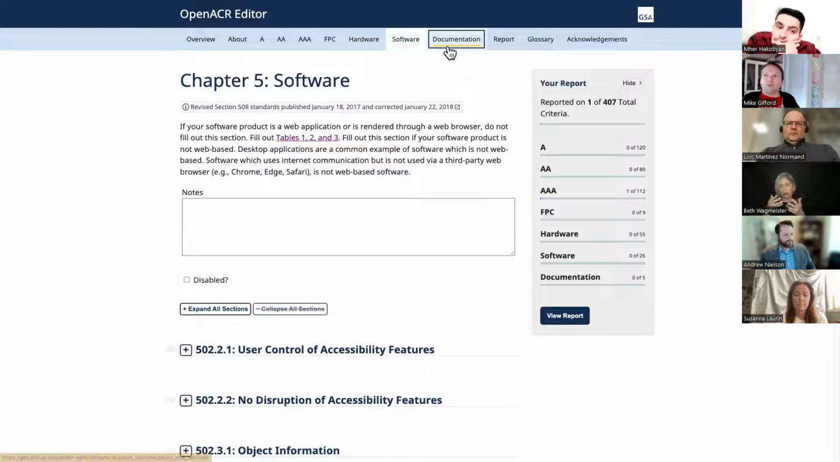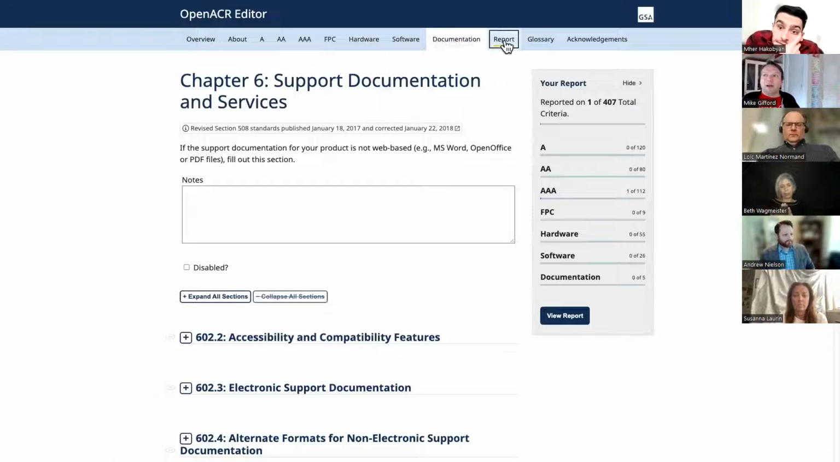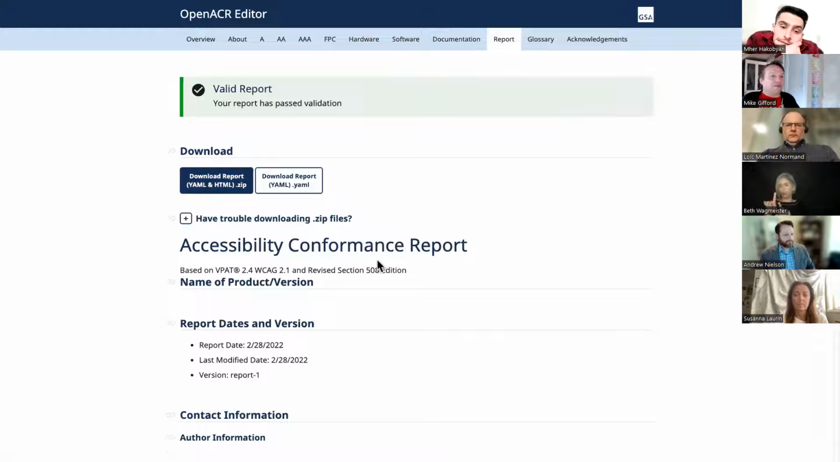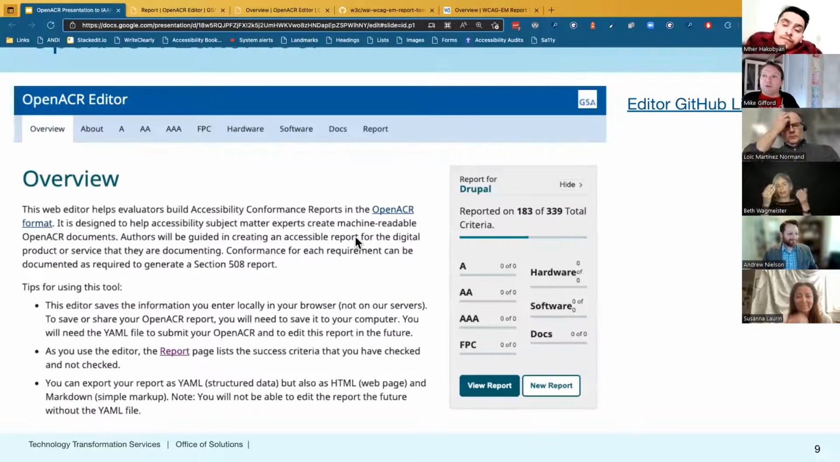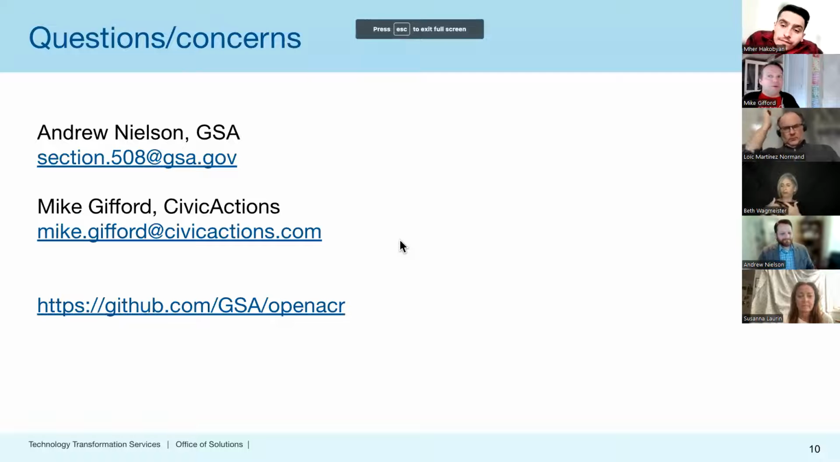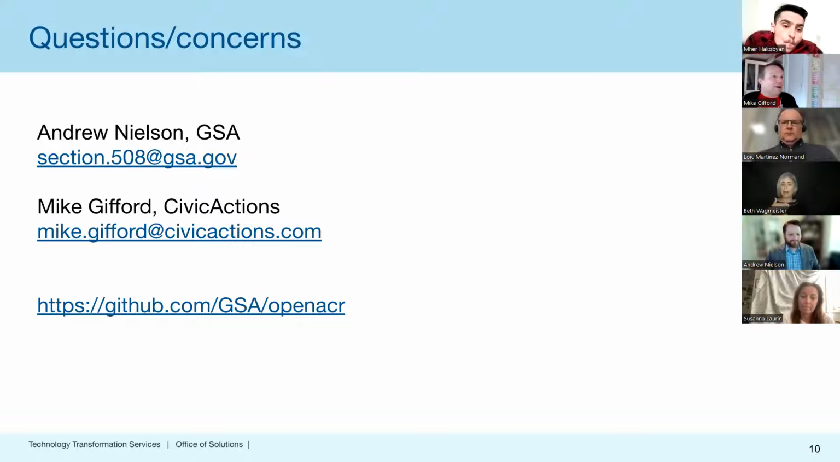on hardware, software, documentation. And then you can download the report both as an HTML and a YAML document together as a zip file. But you can also download it just as the YAML file, if you wanted to store just the machine-readable ACR. And with that, I think that's probably enough of a basic introduction to what we've implemented. You can reach out to Andrew and myself here, but we're happy to carry on the conversation from here.